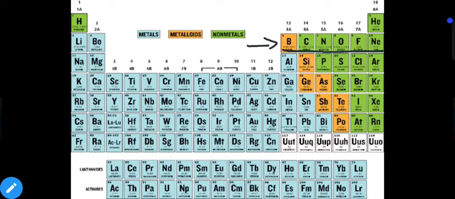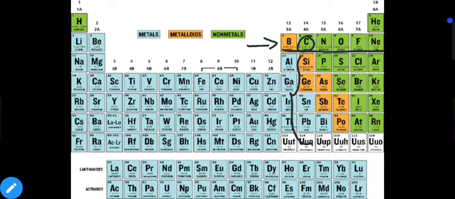Then all of these elements show different types of properties than the rest of the elements of their respective groups. That means if we talk about carbon, then it has some definite or specific properties which differ from the remaining group 14 elements. So first thing, why are these elements different from the rest of the elements?